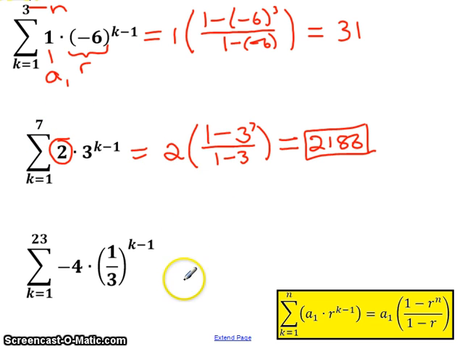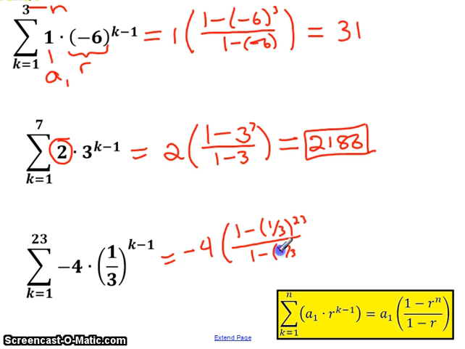Okay, and the last example here has some interesting results, and again, this is going to play into what we're going to do on the next lesson. Let's just take a look at what happens when we have a number whose magnitude is less than 1. We're going to follow the same formula. We're going to have negative 4 times 1 minus 1/3 to the 23rd power, divided by 1 minus 1/3. And if we do that on the calculator, this tells us that we have negative 6.